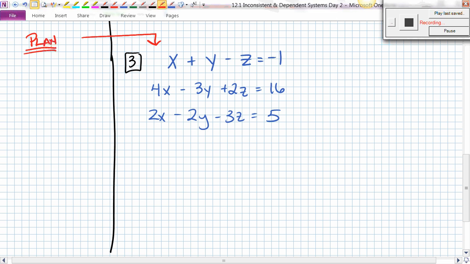So what we need is a plan. And you kind of stumbled onto the plan a little bit earlier. And here's the plan in layman's terms. What you want to do is pick an easy variable to eliminate in 2 of those equations.